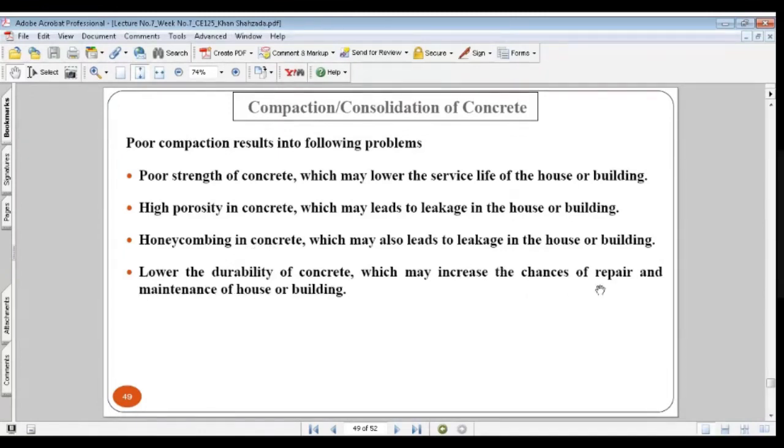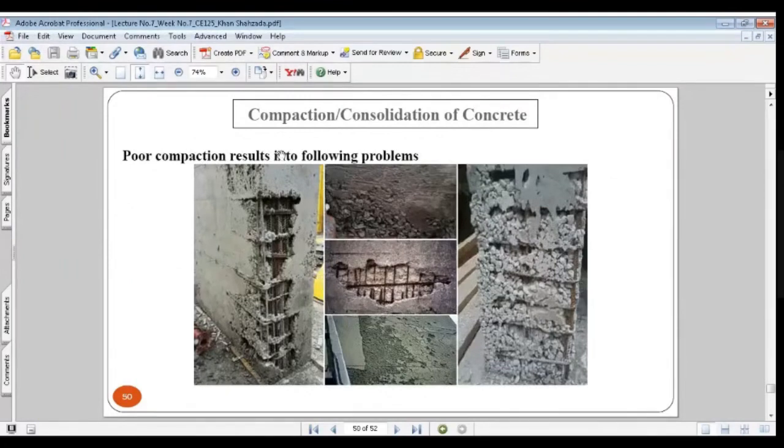You will need repair and maintenance of the house before the design period of the structure. Here you can see poor compaction results in the following problem. No compaction has been performed over here, so you can see what has happened. This is a very big problem. Similarly, you can see this one, and this one. These are honeycombed concrete. So compaction is the most important thing in placing the concrete. So you have to perform proper compaction.